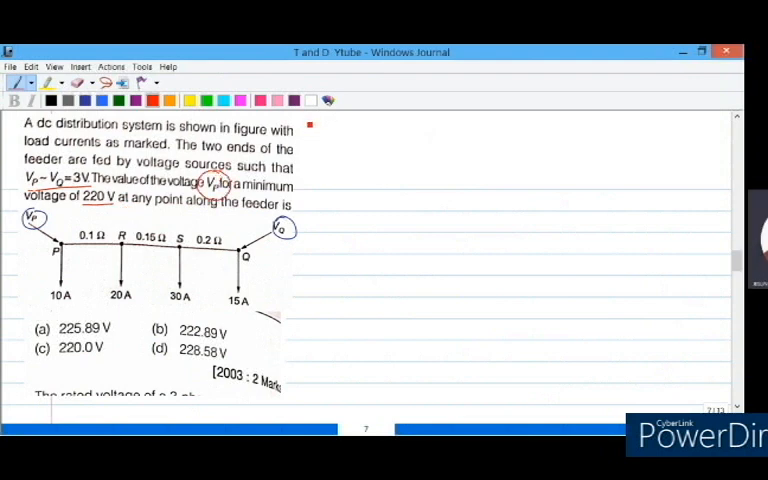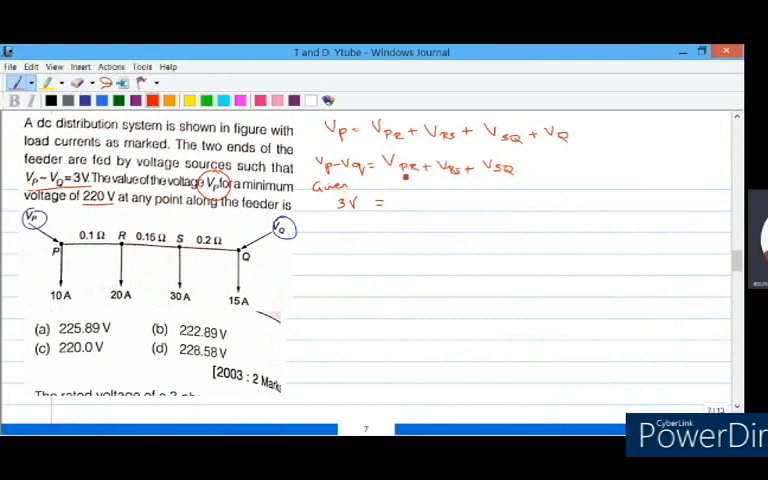Now let's solve this. So first we'll apply the voltage law. How to find VP? It is the voltage drop in PR plus VRS plus VSQ plus VQ. Here we can bring the VQ to the left hand side. So VP minus VQ can be written as VPR plus VRS plus VSQ. And VP minus VQ is given as 3 volt.